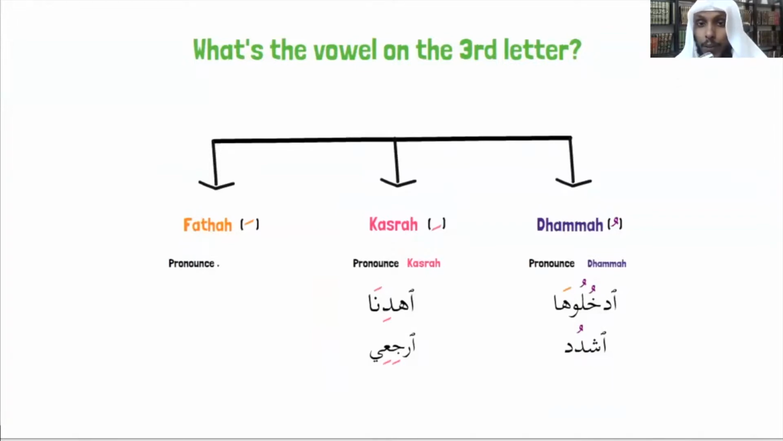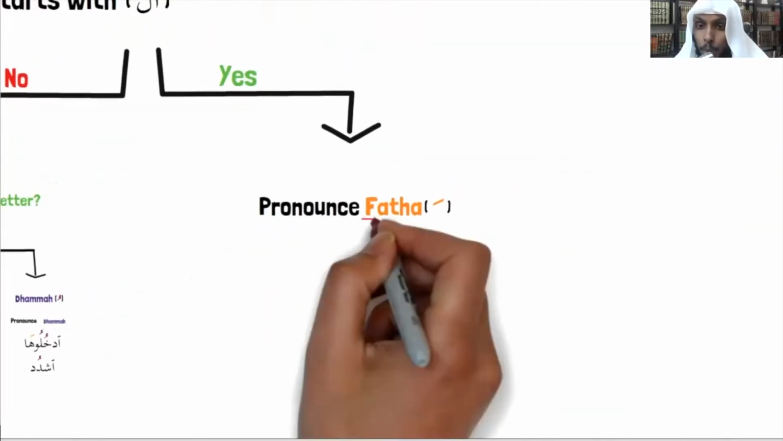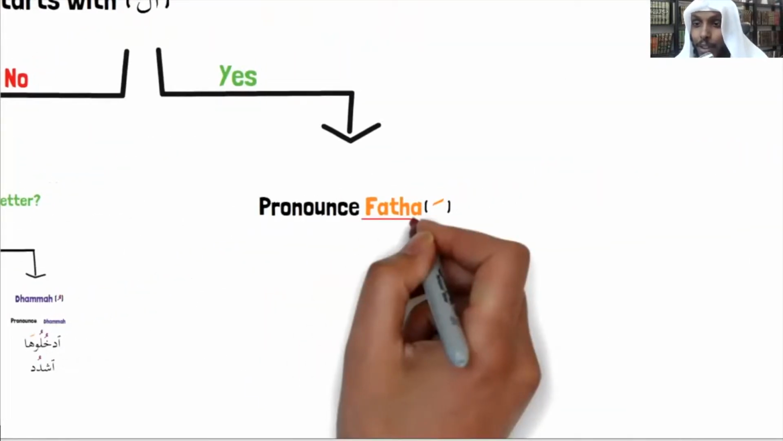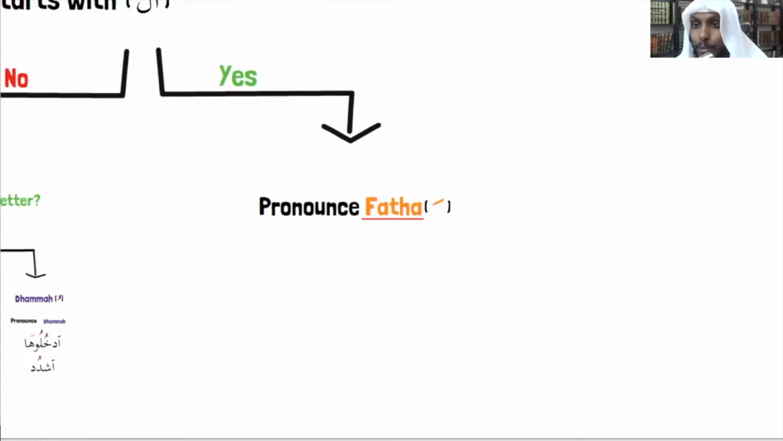So do we pronounce a fatha if the third letter is fatha? No. Why don't we? Because the fatha is already taken. The fatha is already taken by what? By the alif lam. Al. Fatha is reserved for al. Okay? So fatha can't be taken. We can't do fatha.